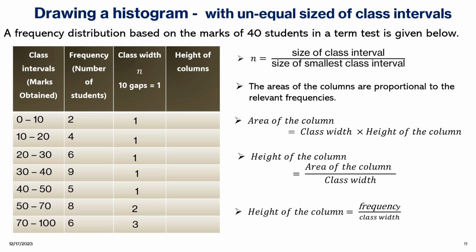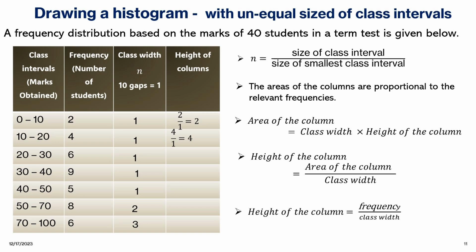Then we know area of the column is equal to class width into height of the column. Height of the column we can find area of the column divided by class width. Since area of the column is equal to the frequency of particular class interval, we can divide frequency by class width. Okay? That is how we have to find the height of each rectangle. Accordingly, height of the first rectangle 2 divided by 1 is 2. Second rectangle 4 divided by 1, frequency is 4, class width is 1. 4 divided by 1 is 4.